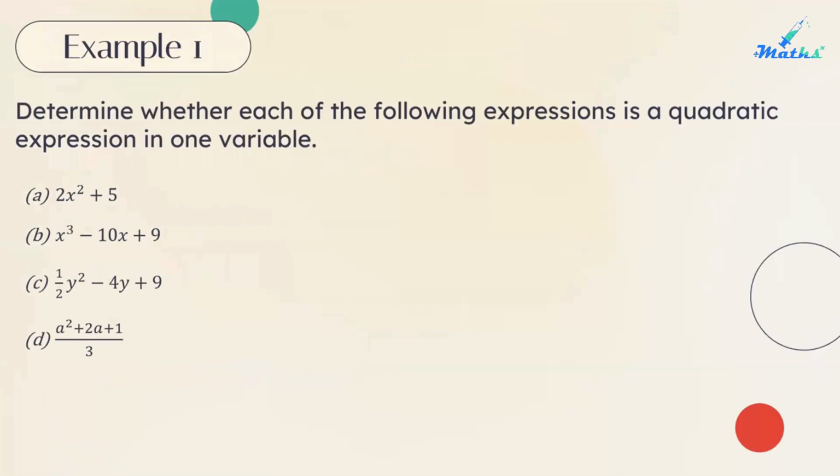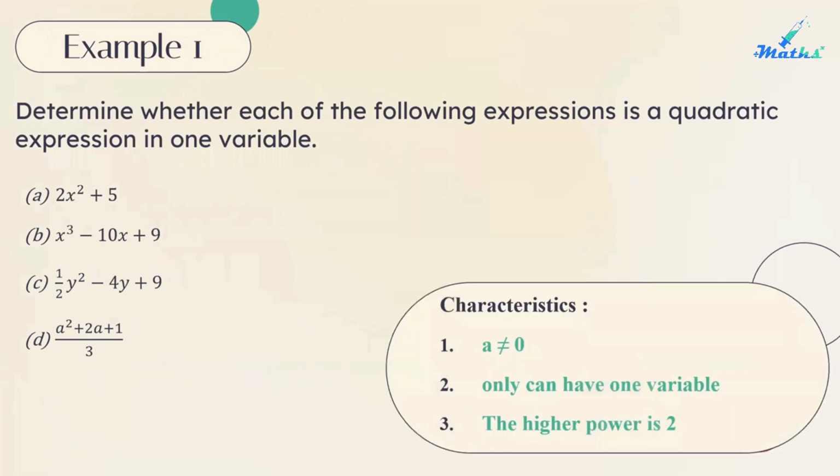Determine whether each of the following expressions is a quadratic expression in one variable. Okay, we go through the characteristics one by one to determine if the expression fulfills the characteristics of a quadratic expression. Let's see, question A, 2x squared plus 5. Is 2 not equal to 0? Yes. Does it only have one variable, which is x? Yes. Is the highest power 2? Yes. So question A is a quadratic expression.